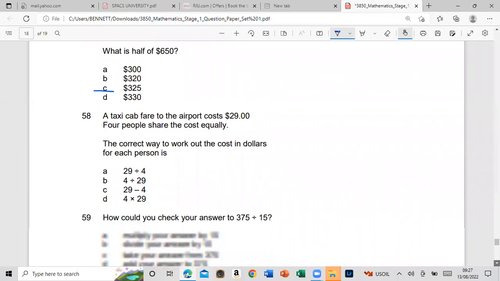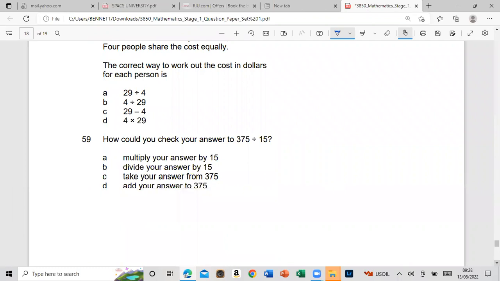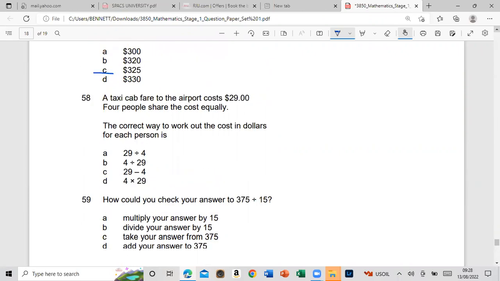All right, so it says now a taxi cab has a fare. Hold on, I went too far, guys. A taxi cab to the airport costs $29. 4 people share the cost equally. The correct way to work out the cost in dollars of each person is, how do you work it out? Notice they don't want you to work it out. They just want you to find out how.